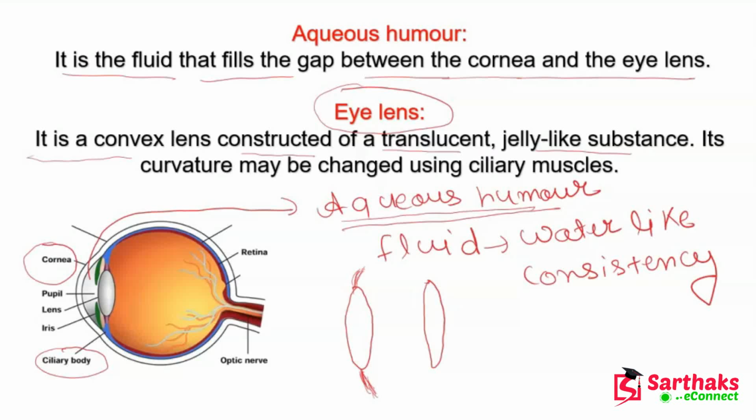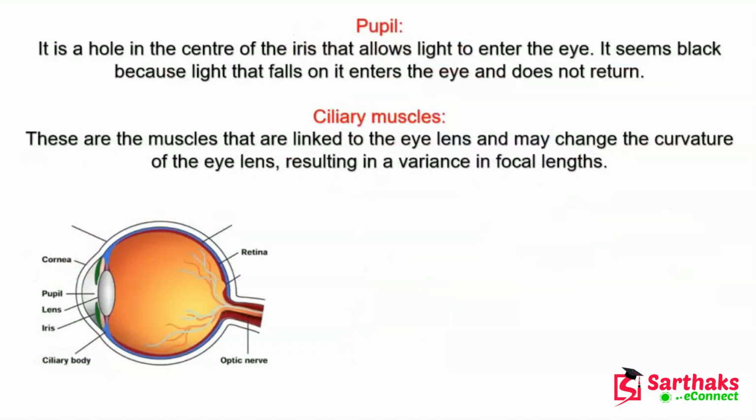Okay guys, so after understanding this, let's move on to the next slide and talk about the other important parts of the eye. Here we will discuss the pupil. It is a very, very important concept to understand. So basically, this pupil is like a hole, and before this pupil, there is an iris.